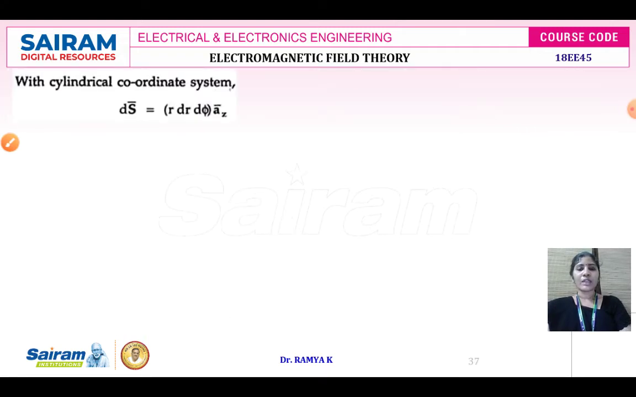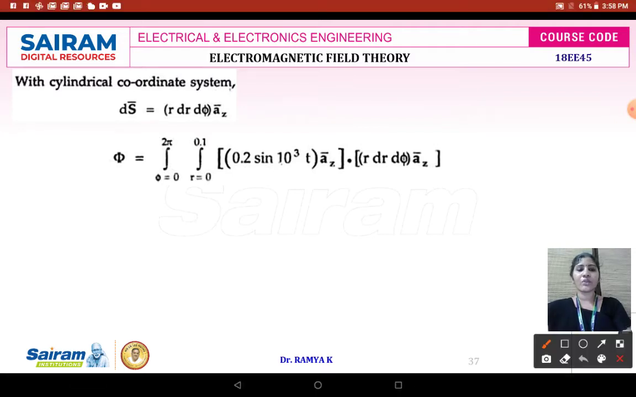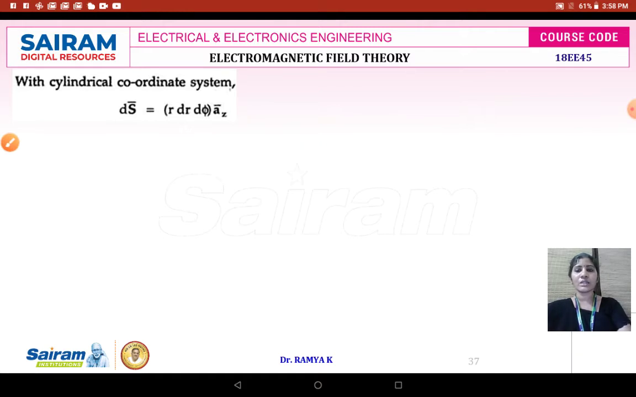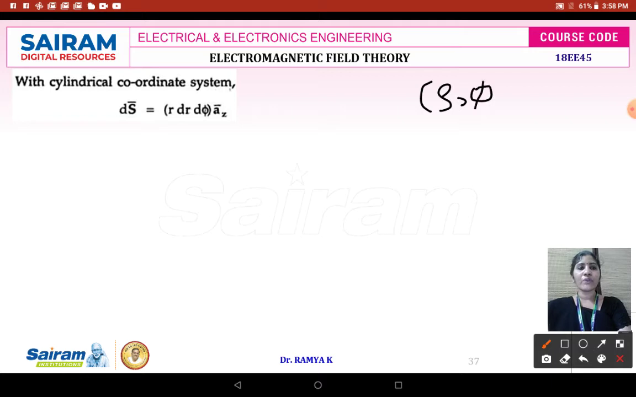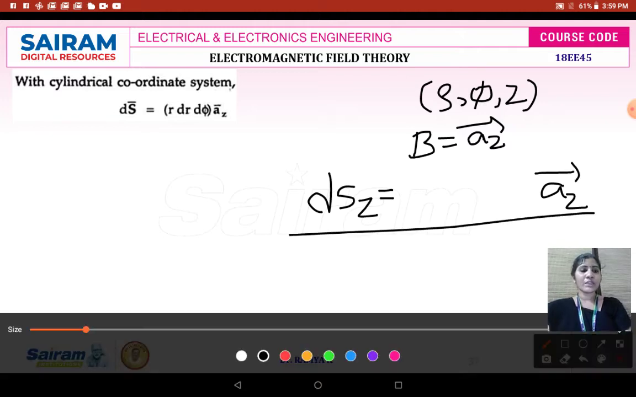After substituting, since we are going to analyze it using a cylindrical coordinate system, the three coordinates are rho, phi, z. In this, the magnetic flux density is given along the z-axis direction. Therefore, the differential surface area along the z-axis direction can be written with Az as the unit vector, and the values between rho and phi.